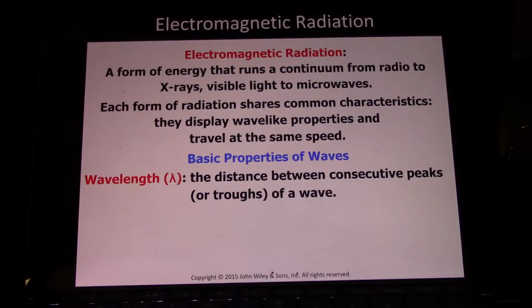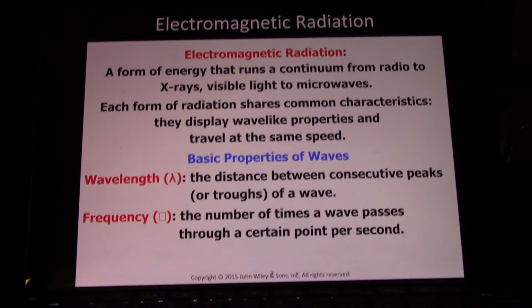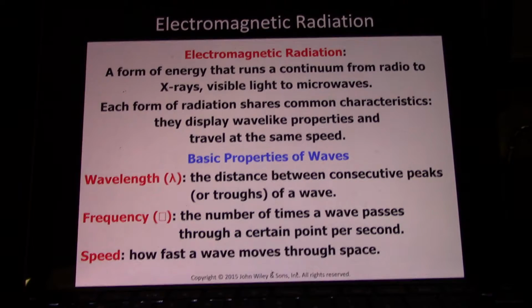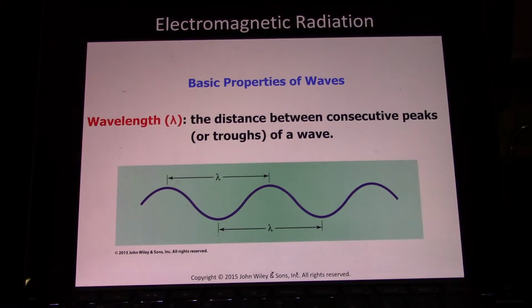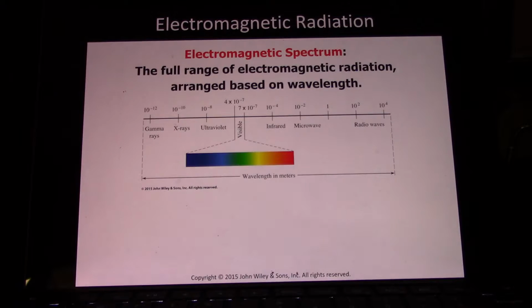The basic properties of a wave: they have a wavelength. This is the distance from peak to peak or trough to trough. And the frequency, hertz, the number of times a wave passes through a certain point in space per second. And speed is how fast a wave is moving. So here we see the wavelength, the distance between two different peaks or two different troughs in a wave.